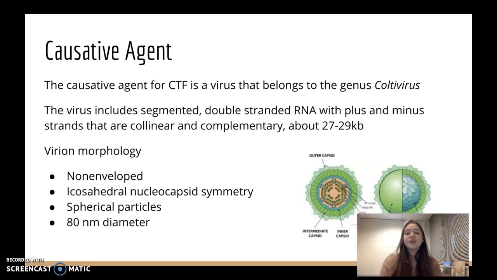So the causative agent for CTF is a virus that belongs to the genus Coltivirus. The virus includes segmented double-stranded RNA with plus and minus strands that are collinear and complementary, about 27 to 29 kb. Virion morphology is non-enveloped icosahedral nucleocapsid symmetry with spherical particles which are about 80 nanometers in diameter. And here I have a little diagram of the structure of the virus.